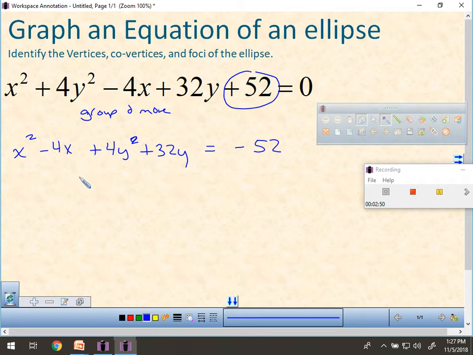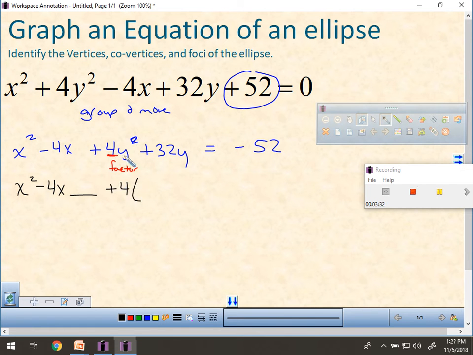All right, here's what's different, though. On a circle, both of the numbers were the same. If you notice, I underlined that 4, and that's my problem. So I'm going to factor that 4 out. I'm going to have x squared minus 4x. There's nothing here but an understood 1, so you don't have to worry about factoring anything out, but go ahead and leave a space right there. But here I see that positive 4, so I'm going to factor out that 4.